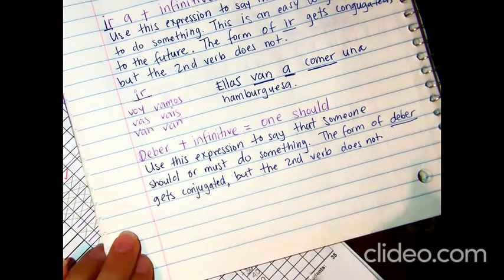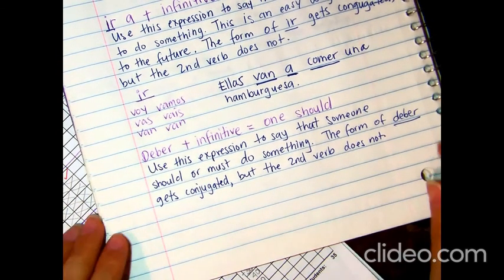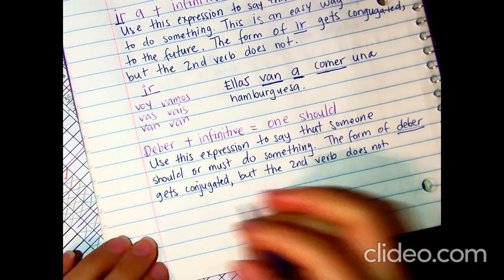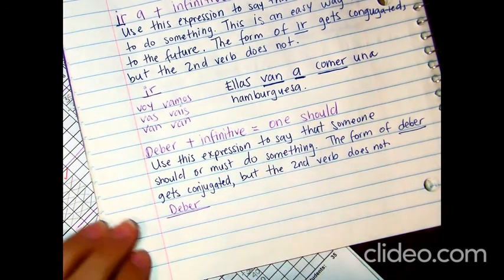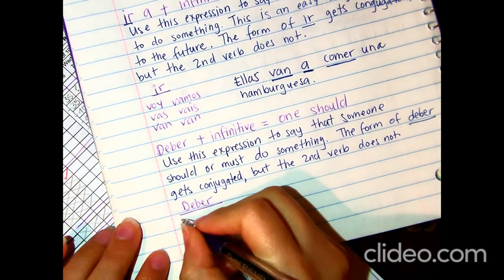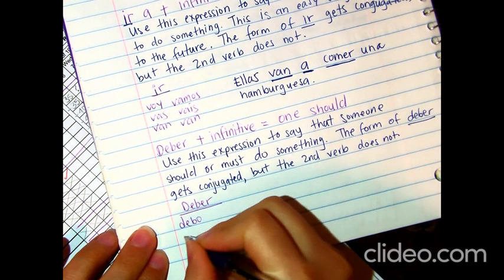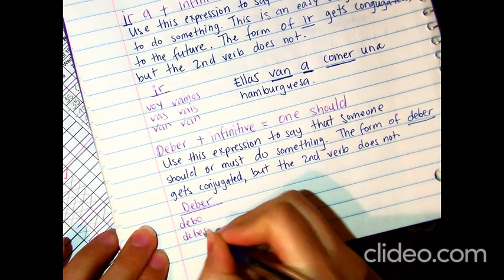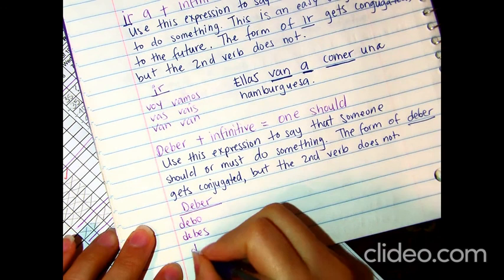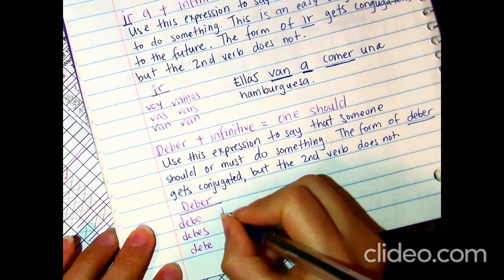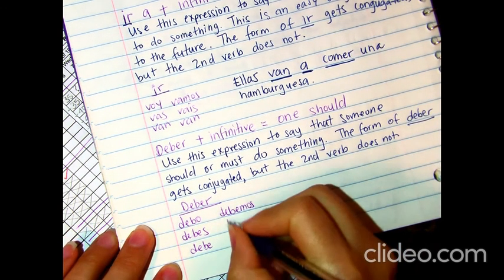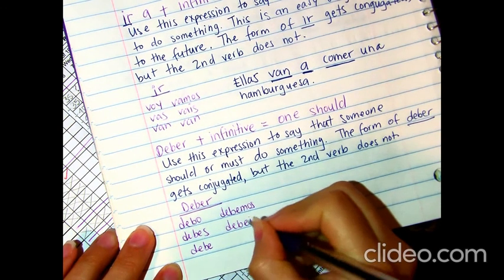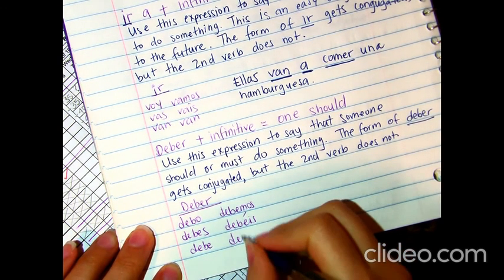Okay, so let's conjugate the verb. Deber is a verb that ends in er, so we're going to conjugate it as an er ending verb. Debo, debes, debe, debemos, debéis, deben.